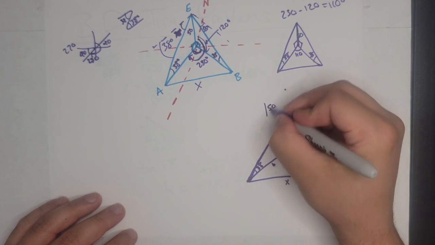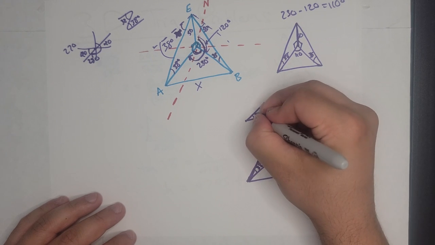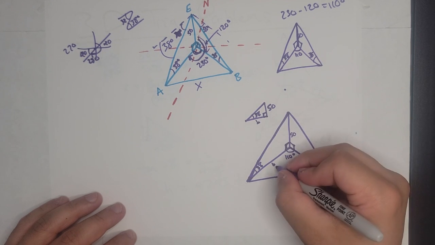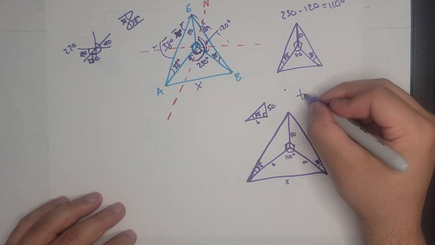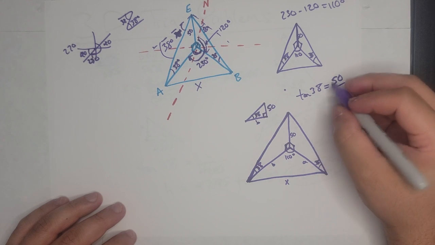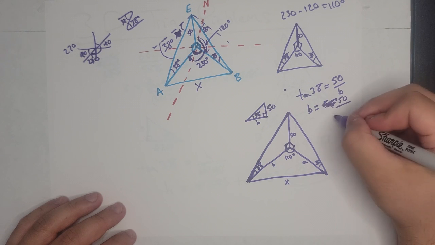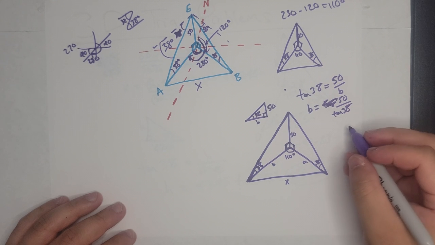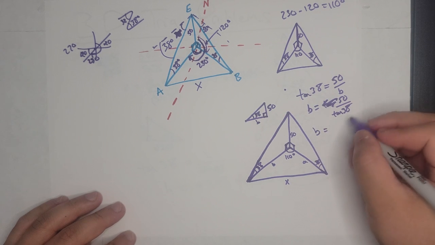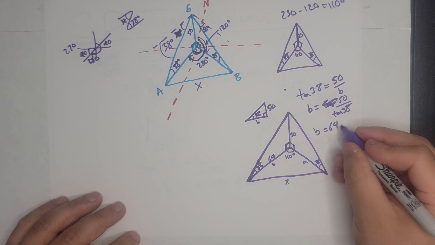So let's look at these ones individually. We have on this side 50, a right angle triangle, and then an angle of 38. That is here. So if I wanted to find this B right here, I can just use tan 38 is equal to 50 over B, which is B is equal to 50 over tan 38. Similarly for this one, B is going to be equal to 64. So I can write that 64 approximately.